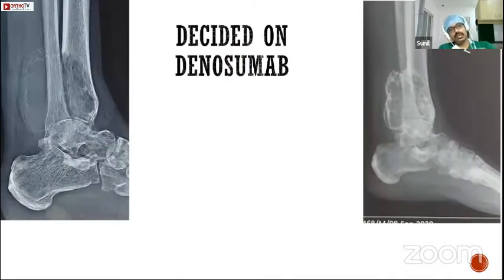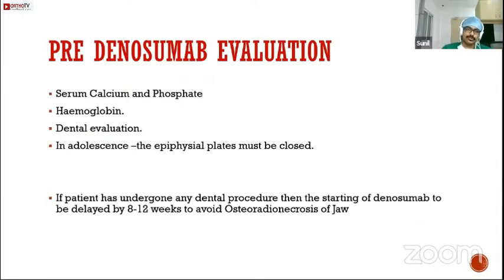So, when we look at a lesion like this, how do we decide on giving denosumab? What do we do before starting denosumab for a patient? The mandatory things to be done are looking at the serum calcium value, because there can be hypo or hypercalcemia in these patients, which has to be corrected. Second is a phosphate value, because denosumab can cause hypophosphatemia and anemia. The second most important thing is doing a dental evaluation for all these patients.